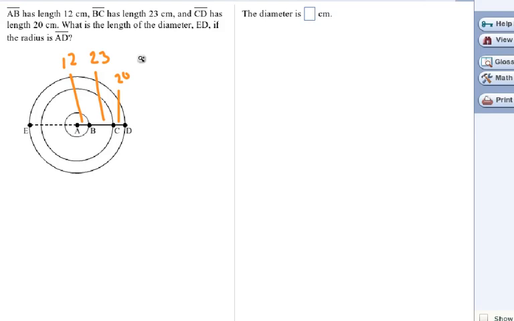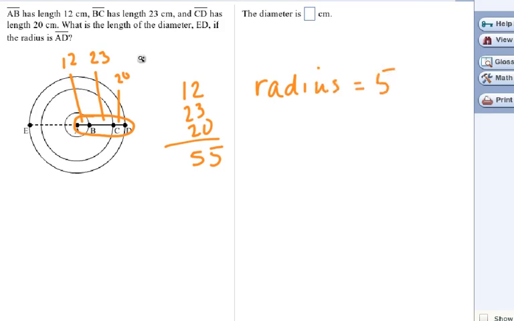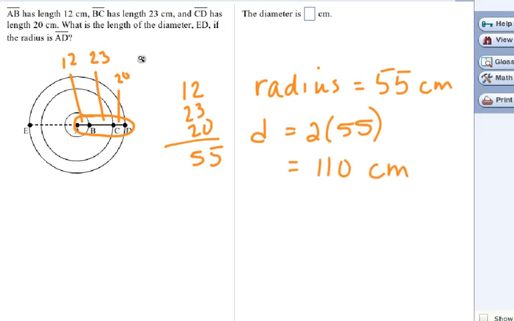So let's first find out what the radius is. From A to D you would add up 12, 23, and 20, and you get 55. So we know that the radius is 55 centimeters. And since the diameter is always 2 times the radius, the diameter is going to be 2 times 55, which is 110. So the correct answer for this one would be 110 centimeters.